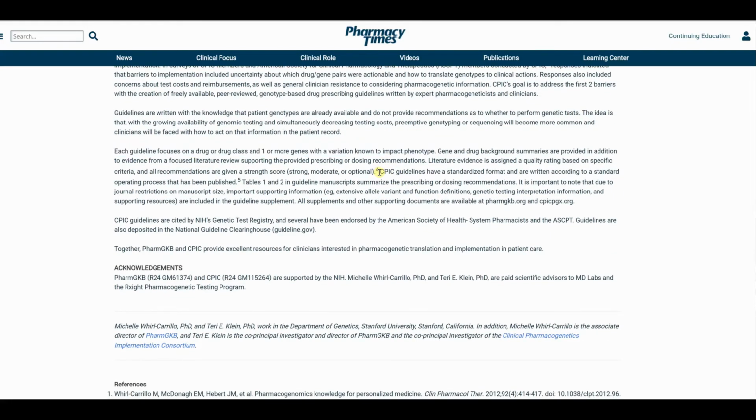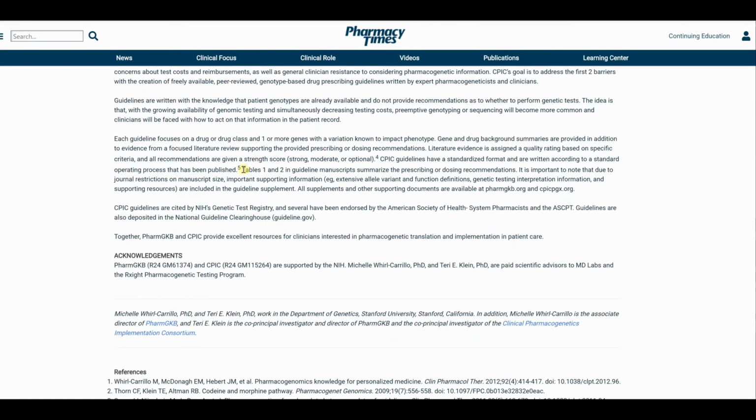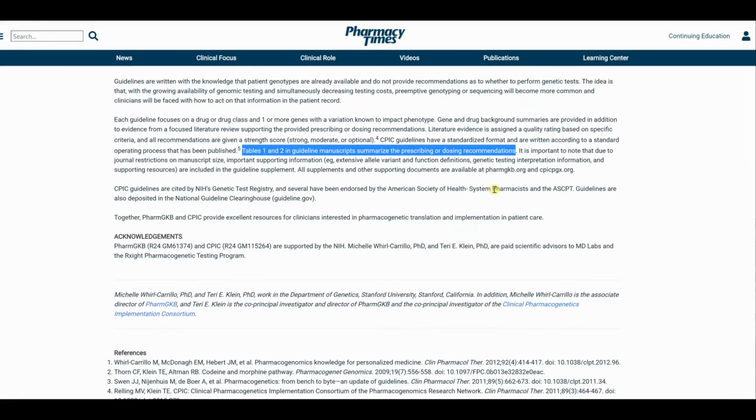CPIC guidelines themselves are a standardized format and written according to a standardized operating process that has been published. For example, Tables 1 and 2 in the guidelines always summarize the prescribing and dosing recommendations. So no matter what gene-drug pair it is, when you pull down that publicly available CPIC guideline, it'll always have the recommendations in Table 1 and Table 2 because that's how they write them.